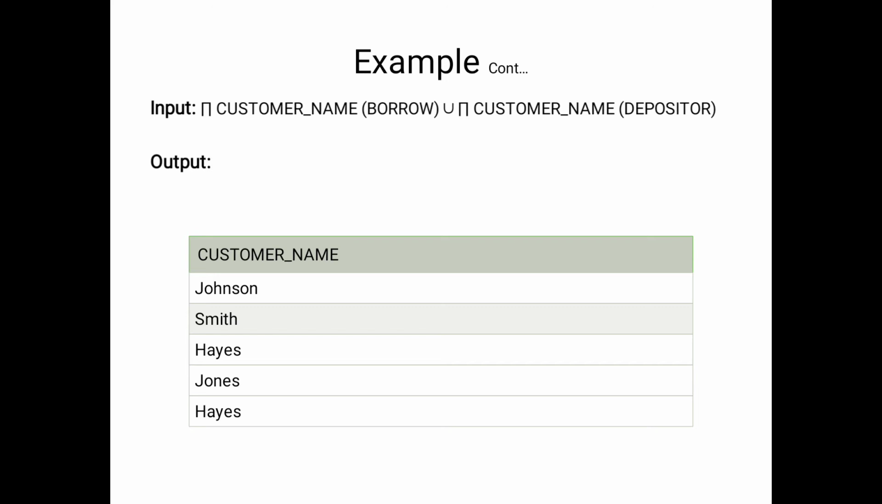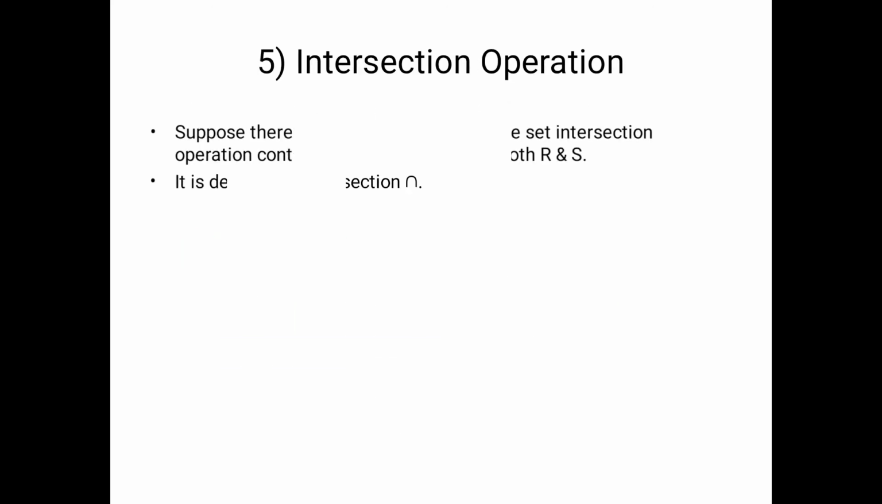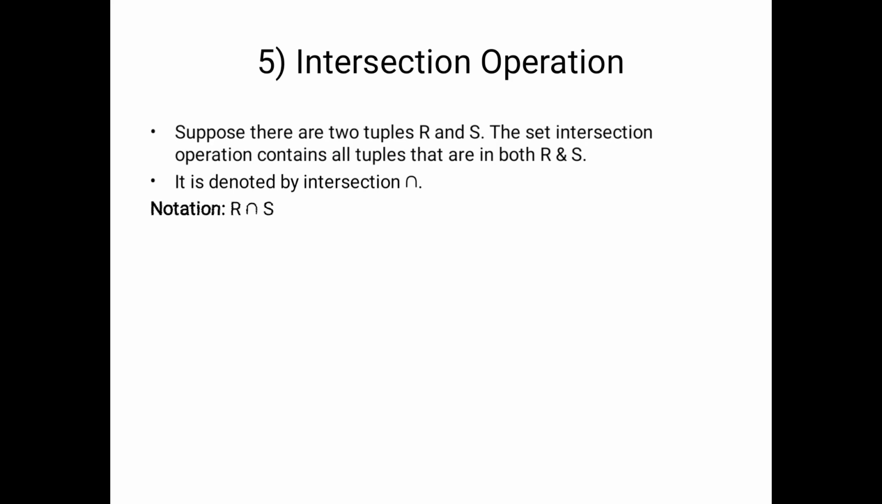Now we will move to the second operation, the intersection operation. What is the meaning of intersection here? We have capital R and capital S tables. The intersection contains all the tuples that are available in both R and S. Only those tuples that are in both R and S are retrieved.